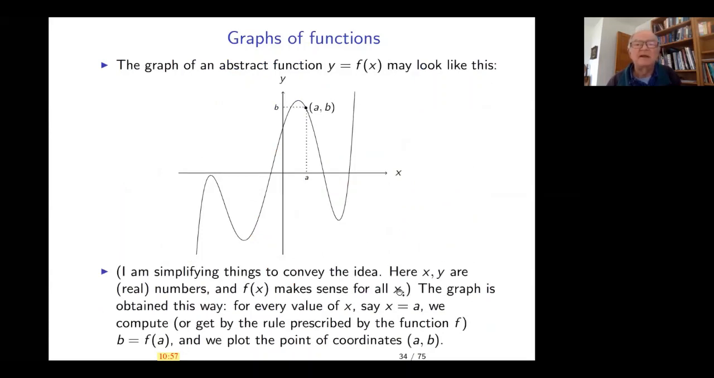And here is an abstract graph of a function. So for a function given by a formula, a graph may look something like this curved line, where for a given value a of x, we calculate the value b, f of a, and we show this for all points a, and that gives us a graph.